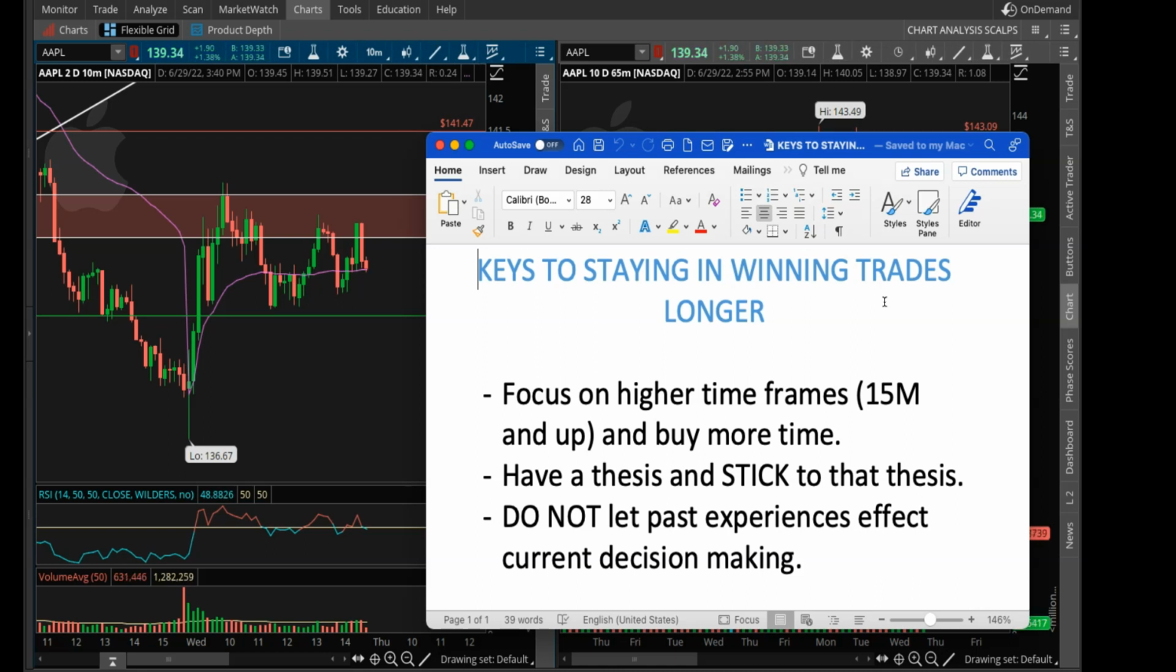And my last point, do not let past experiences affect current decision making. This is something that's super important, and I don't see enough people talking about it. We've all had negative experiences in the past, and if you choose to let those negative experiences affect your current trades now and trades going into the future, you will never find that long-term success. Focus on the present, focus on getting better every single day, and do not let past experiences hold you back from growing in your trading career.